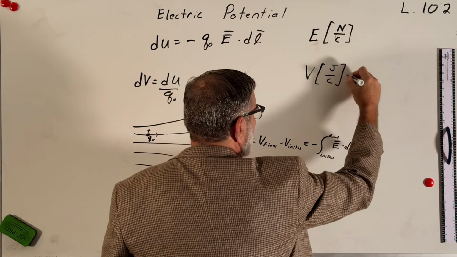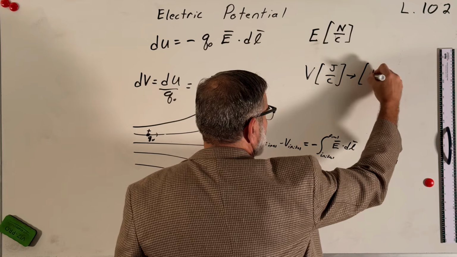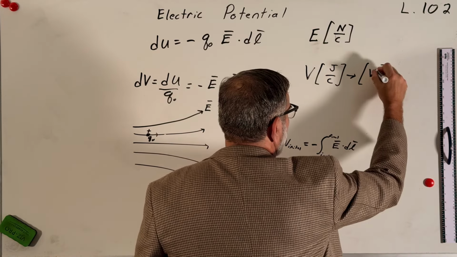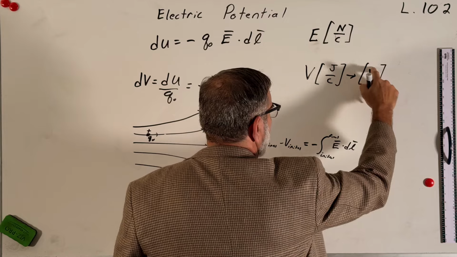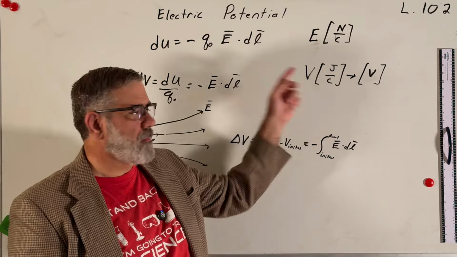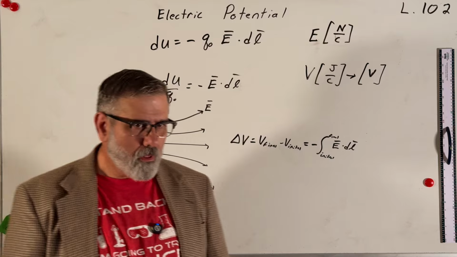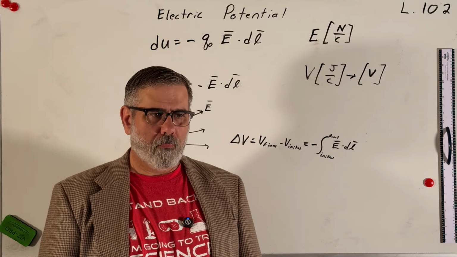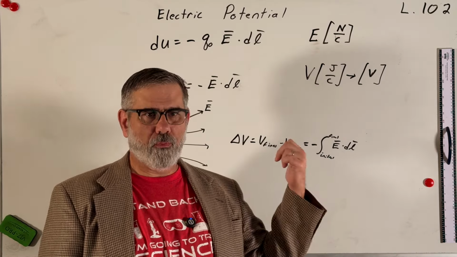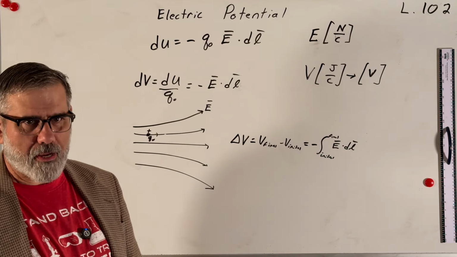But we're going to redefine this as volts. So 1 joule per Coulomb we'll call 1 volt. There. And unfortunately, the volt symbol is the same as the symbol V I've used for potential, but that's okay. And you've heard of volts before, right? With batteries, like a 9-volt battery. Now you know what the volt is, okay? It's a measure of the electric potential.